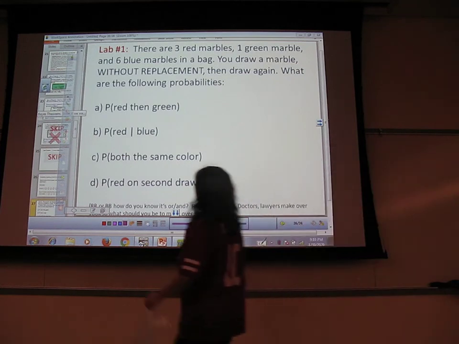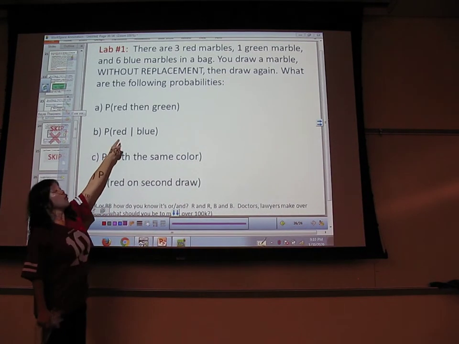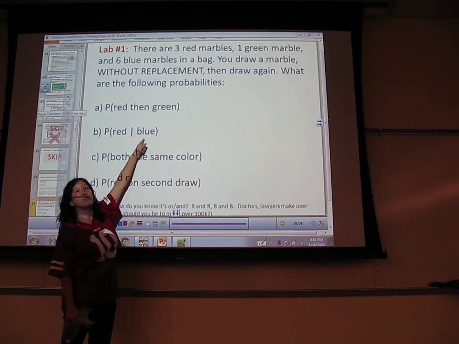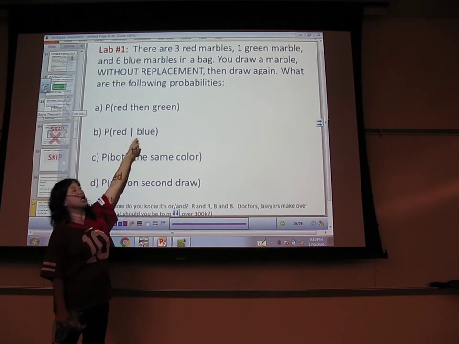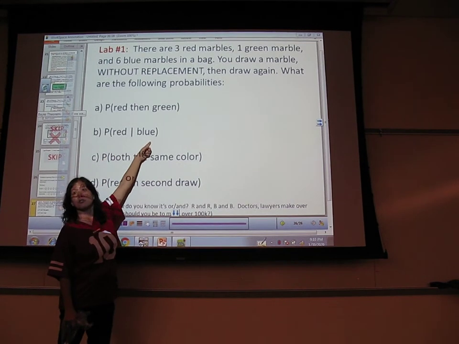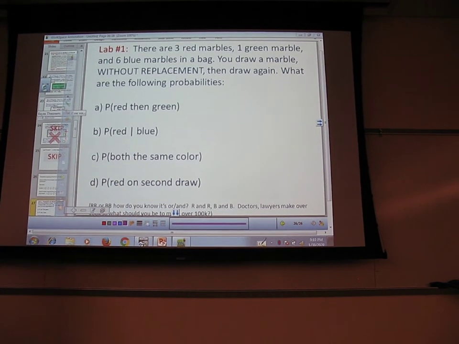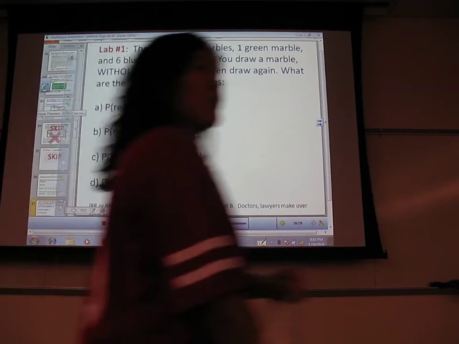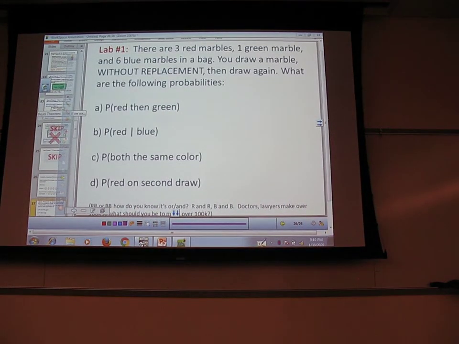Another comment, this means the probability that I draw a red on the second draw given I drew a blue on the first draw. So that's what this means: a red on the second given blue on the first. Are these independent? These are dependent draws because I'm not replacing, remember? If I'm replacing, it's independent. If I don't replace, they're dependent. It depends on what you drew first.